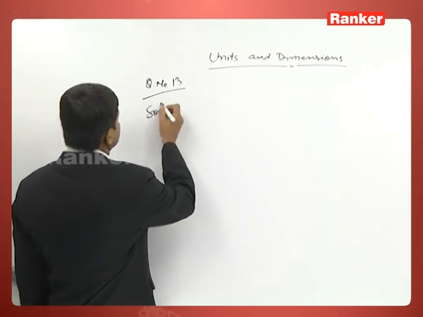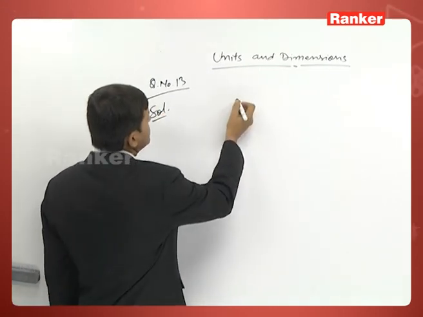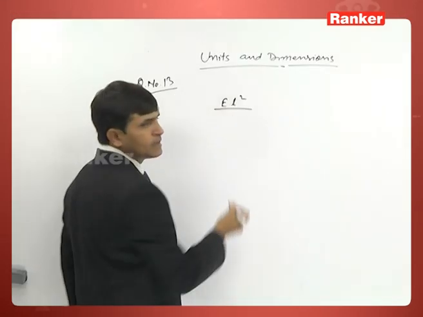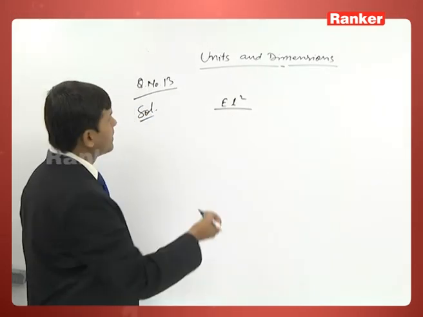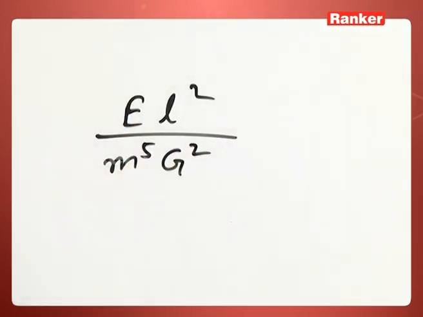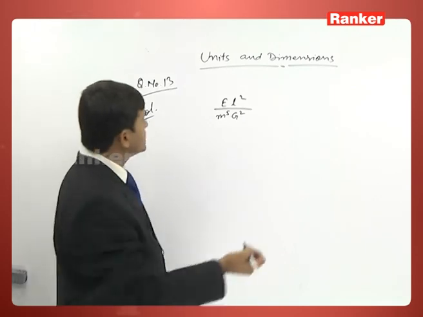So see the solution here. We have to find the dimension or unit of E L square by m to the power 5 G square, where E is the energy.